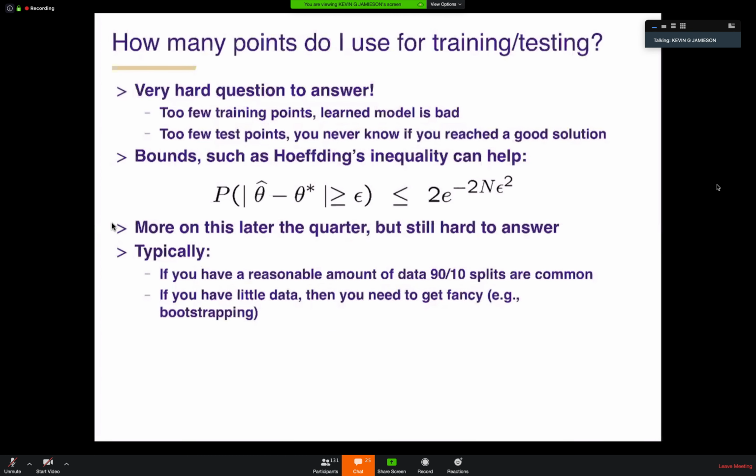We will talk more about it. But typically, people break it up to, say, 10% test set and 90% training set. These are rules of thumb, but that's pretty typical of what people do.